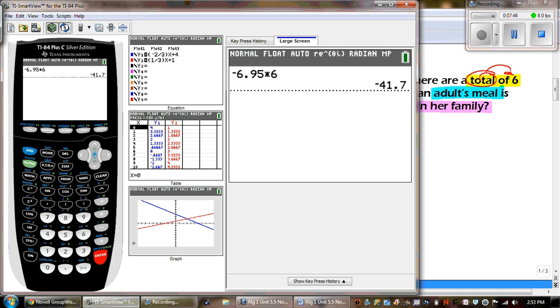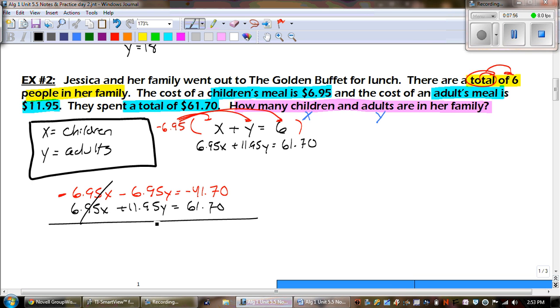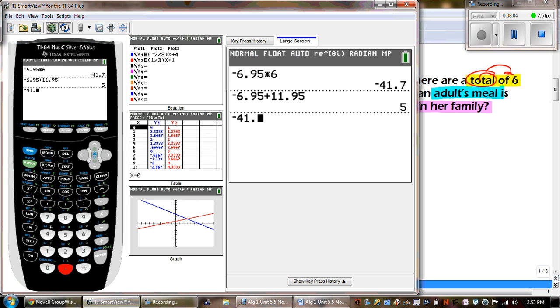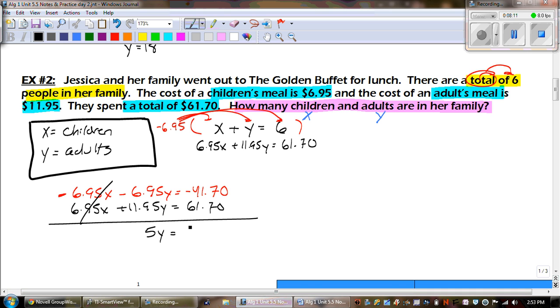Okay, now our x's cancel. I think I know what this is, but I want to do it just in case. So we have negative 695 plus 1195, and we get 5. So 5y equals, and then I'm just going to double check this last one. We have negative 4170 plus 6170, which is 20. Okay, so to solve for y, we're just going to divide by 5, and we get that y equals 4.